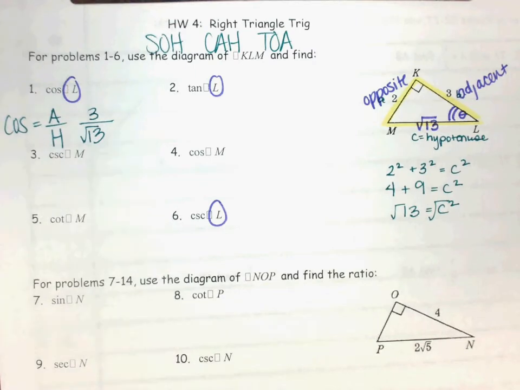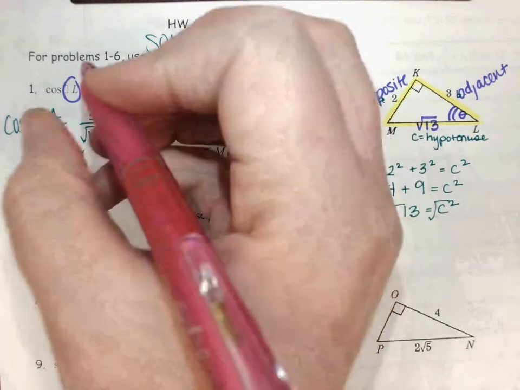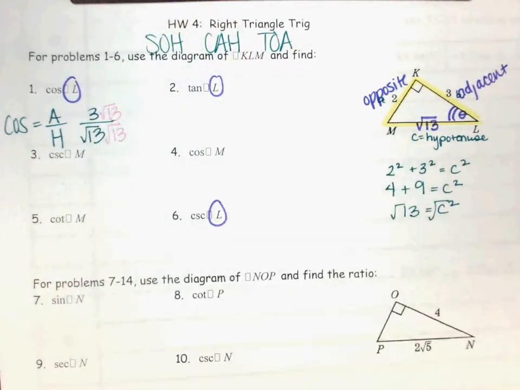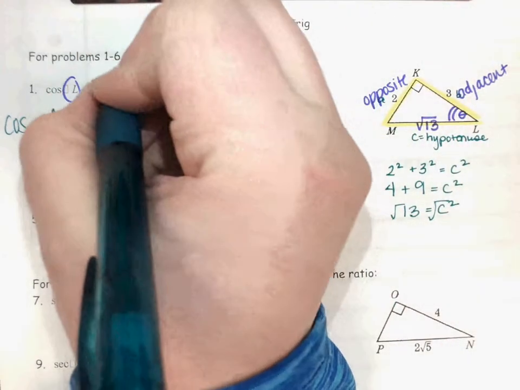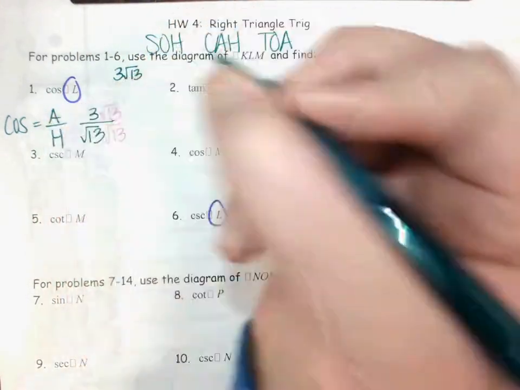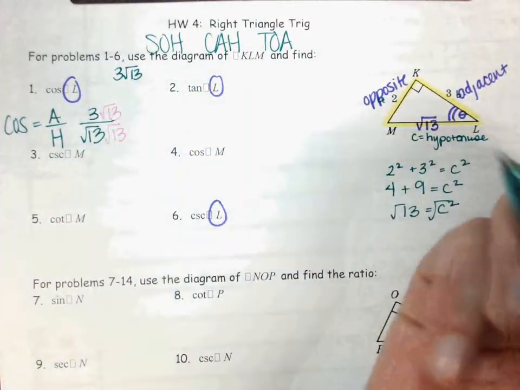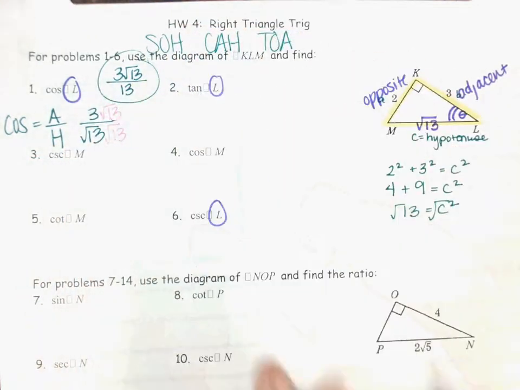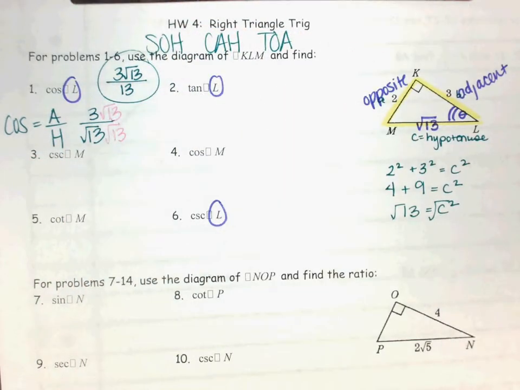No, because there's a square root on the bottom. That breaks the rule. So we're going to put another root 13 on bottom, another root 13 on top, and then on top I'm going to have 3 root 13. What happens when you do root 13 times itself? Regular 13. Perfect. And you're done. Make sense?